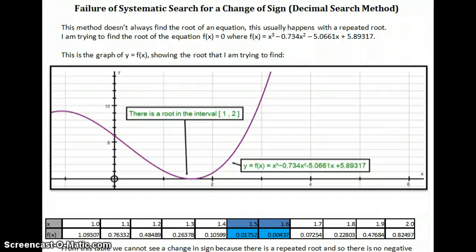In this case, I'm going to find the root of the equation f of x equals 0, where f of x equals x cubed minus 0.734x squared minus 5.0661x plus 5.89317. We can see that the root lies in the interval 1 and 2, as there is a repeated root which touches the x-axis right here. This shows the curve of this equation.